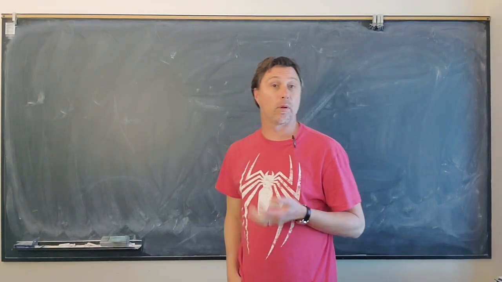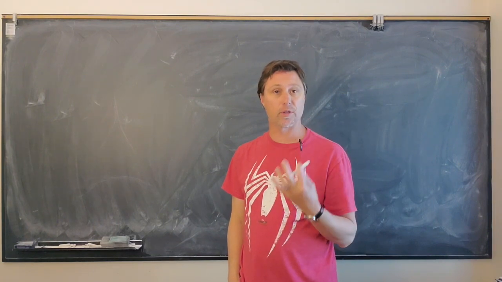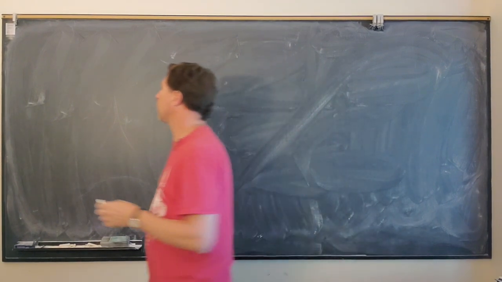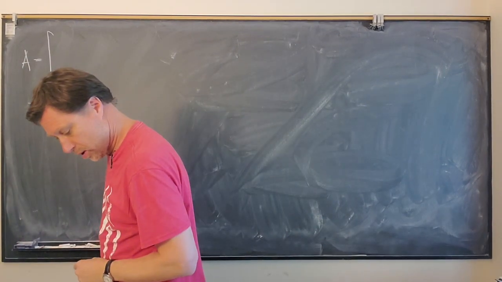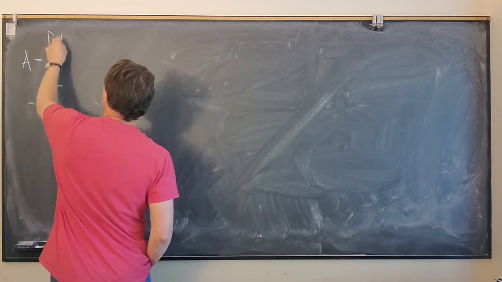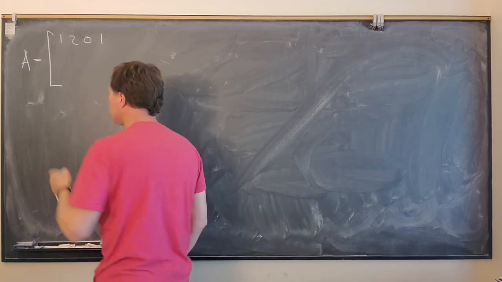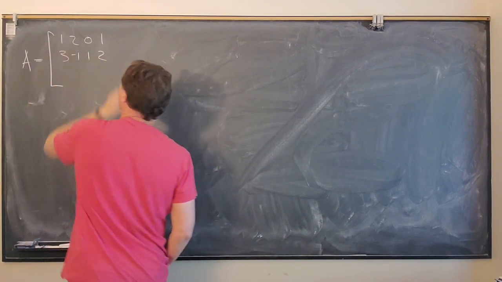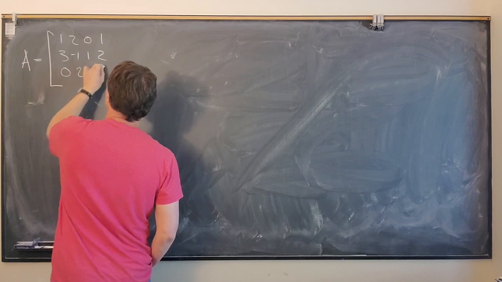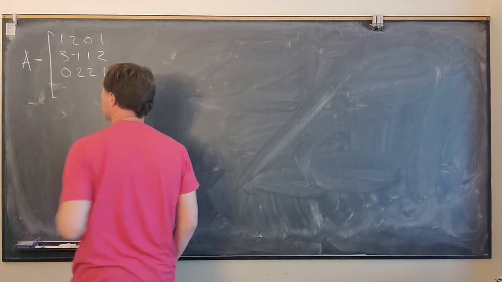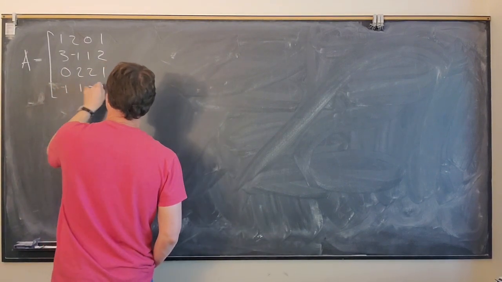So let's try one more example where we use this idea of simplifying the matrix by applying elementary row operations and then computing the determinant. So here we're going to do a 4 by 4. A is the matrix, row by row: 1, 2, 0, 1. And then 3, minus 1, 1, 2. Then 0, 2, 2, 1. And then the last row is 1, 1, minus 1, minus 1.